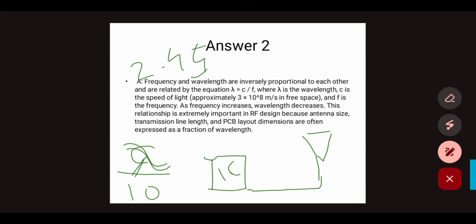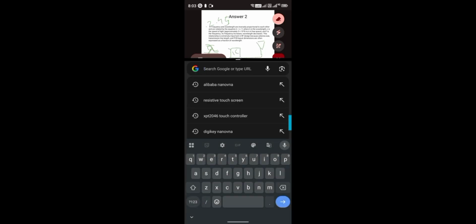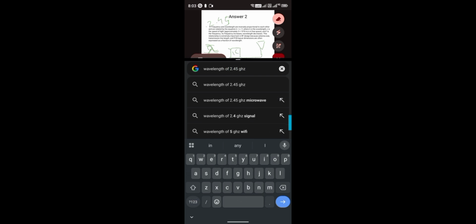For 2.45 gigahertz, what is the corresponding wavelength? Let's calculate the wavelength of 2.45 gigahertz. We can calculate everything using pen and paper, but my bad. So it is around 12 centimeters.